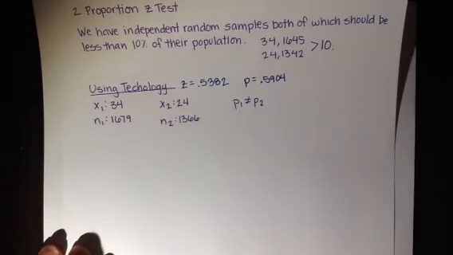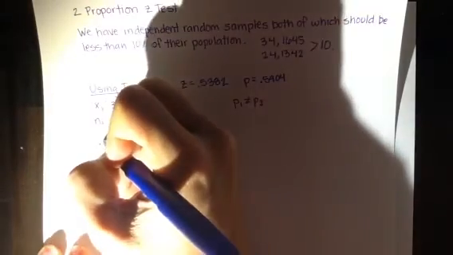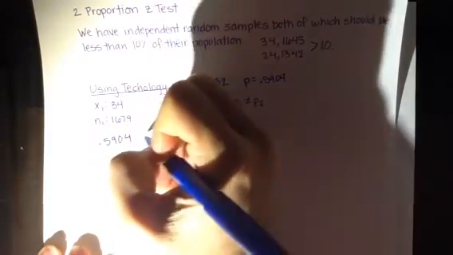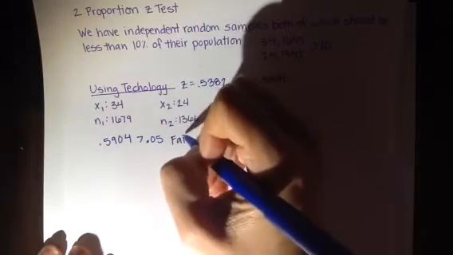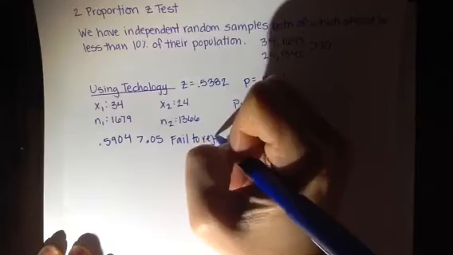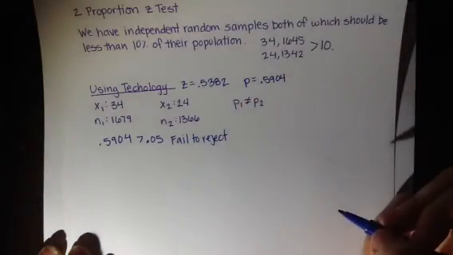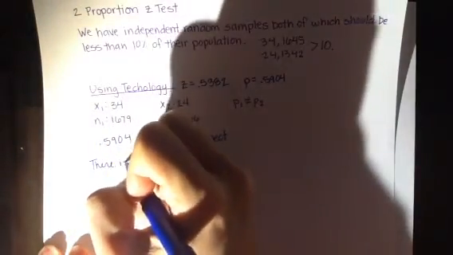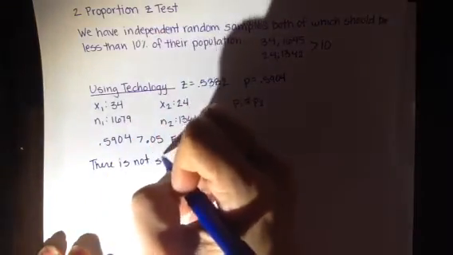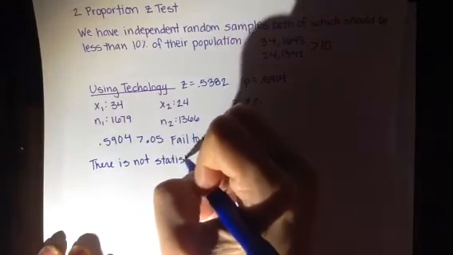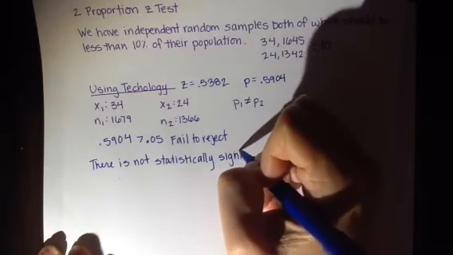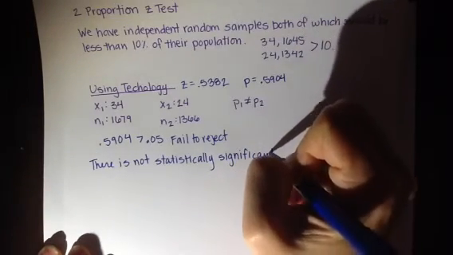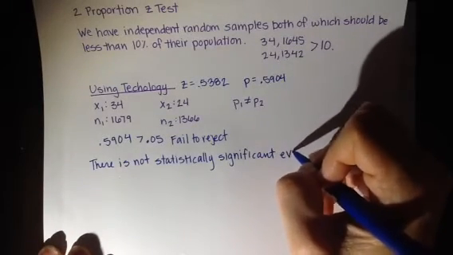So our conclusion would be, since 0.5904 is greater than 0.05, we would fail to reject. Now we're going to give that in the context of the problem, which would say there is not statistically significant evidence.